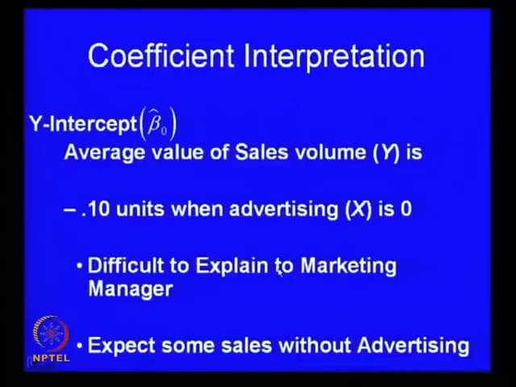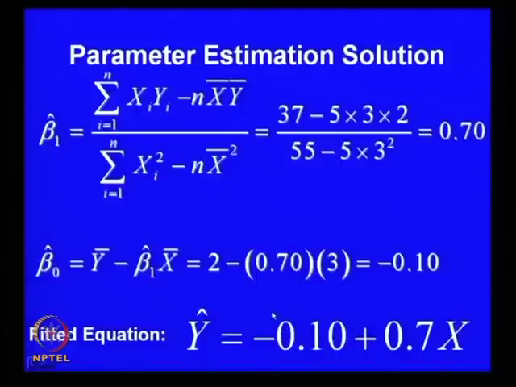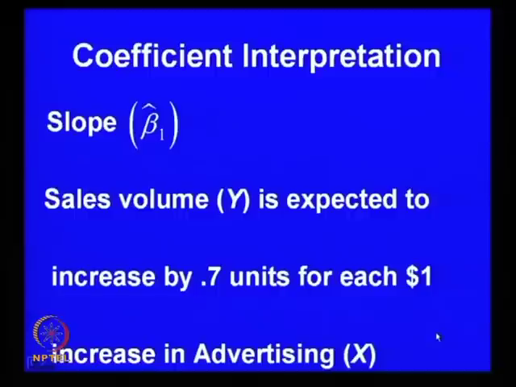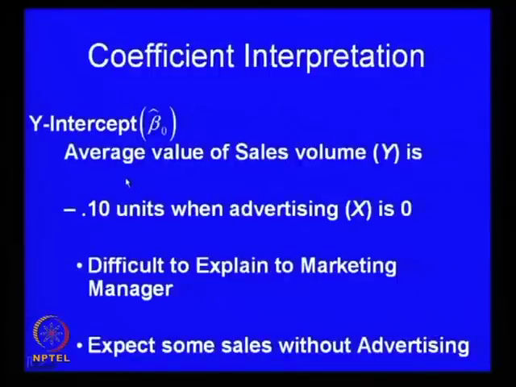And the interpretation of the coefficient beta naught hat is that it is the average sales amount when x equal to 0. So, beta naught hat is equal to y hat when x equal to 0. So, this basically gives some idea about the average value of sales amount when the advertising cost is equal to 0. I mean, it is very difficult to explain why it is so, because we can expect some sales amount without advertising also, but here it is negative. Anyway, so the beta naught hat is the average sales volume, which is equal to minus 0.1 when the advertising cost is equal to 0.